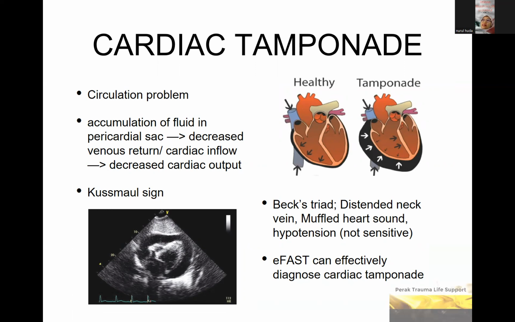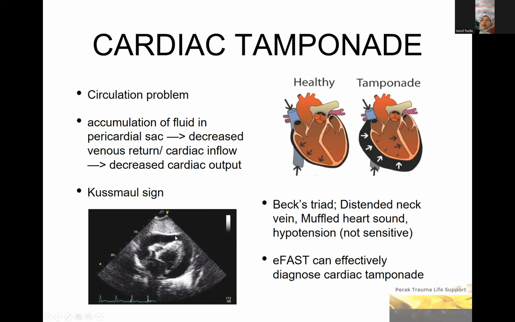The classical signs we call Beck's triad. Patient can have a distended neck vein, muffled heart sound, and hypotension. But you have to bear in mind that these signs are basically not very sensitive. They are only present in about 10% of patients with cardiac tamponade. Therefore, it is important for you to perform EFAST that can effectively diagnose cardiac tamponade.